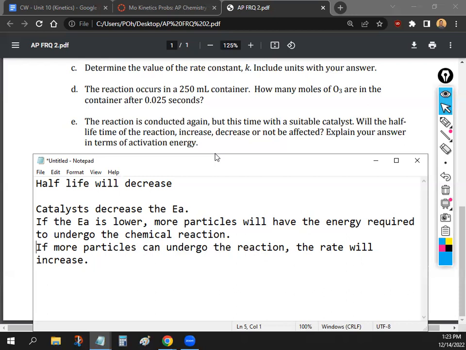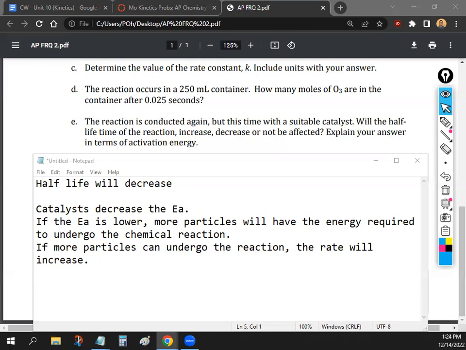Catalyst will always increase the rate of the reaction, which will always decrease the time. It will always decrease the time. Yes, that's what catalysts do. Alrighty, you guys good? You guys look so sad.